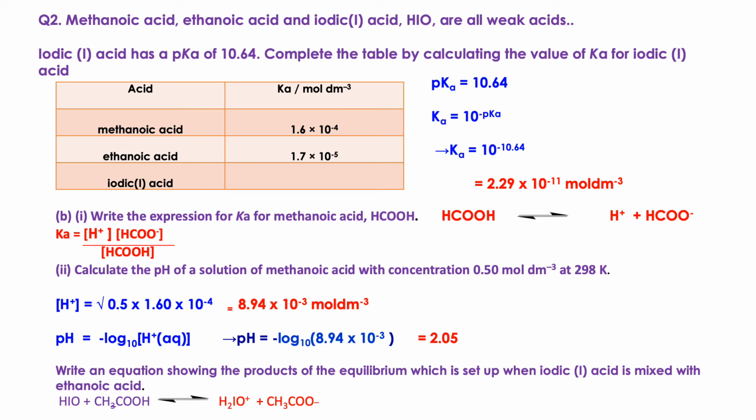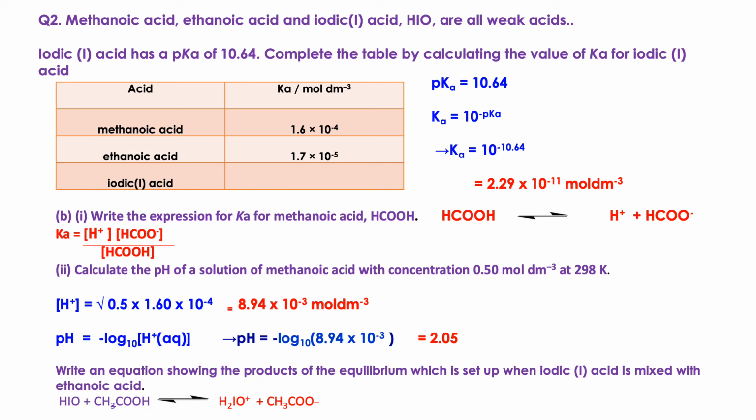Write the expression for Ka for methanoic acid, which has the formula HCOOH. Methanoic acid is a weak acid, so it dissociates partially to form H plus ions and HCOO minus ions. So the Ka expression is given by concentration of the products divided by concentration of the reactants, which is equal to concentration of H plus ions times concentration of HCOO minus divided by concentration of HCOOH.